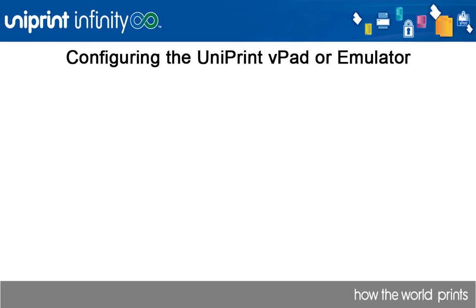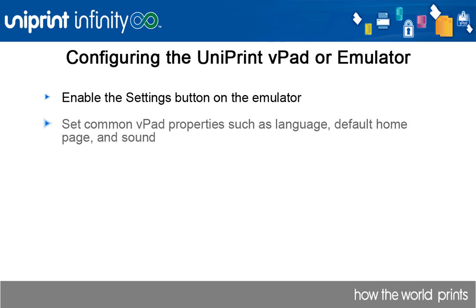In this video, we'll demonstrate how to change some common vPad properties both directly on the vPad or emulator and remotely through the UniPrint Management Console. To start, we'll re-enable the settings buttons on the emulator through the UniPrint Management Console. Then we'll change the vPad interface language, the default homepage, and the sound on the vPad before returning to the UniPrint Management Console to change them back again to their original settings.